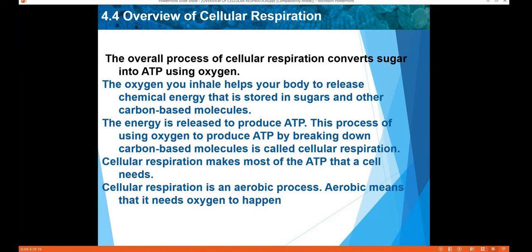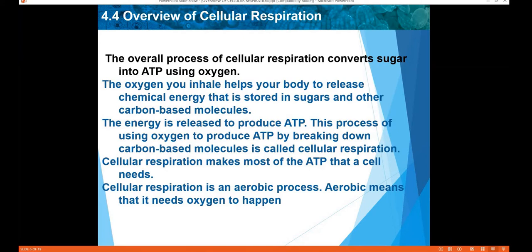So let's discuss how it happens. The key concept for this topic is that the overall process of cellular respiration converts sugar into ATP using oxygen. The sugars are broken down and energy is released.